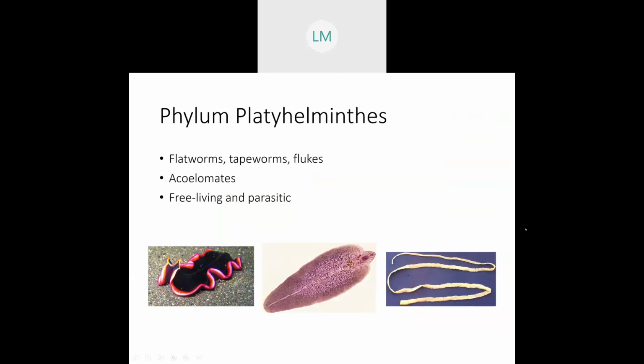So phylum Platyhelminthes: flatworms, tapeworms, and flukes. So these are going to be the types of animals we have in this group. These are acoelomates, so they don't have a body cavity, right? They don't have that fluid-filled space. They just have that mesoderm layer that's just full of tissue. We do have some free-living flatworms, but a lot of flatworms are also parasitic. So like this fluke here or this tapeworm here, those are going to be parasitic organisms. But we do have some that are free-living.